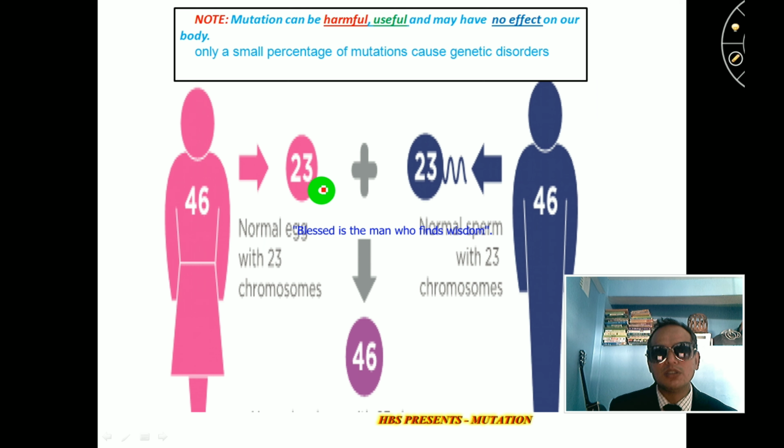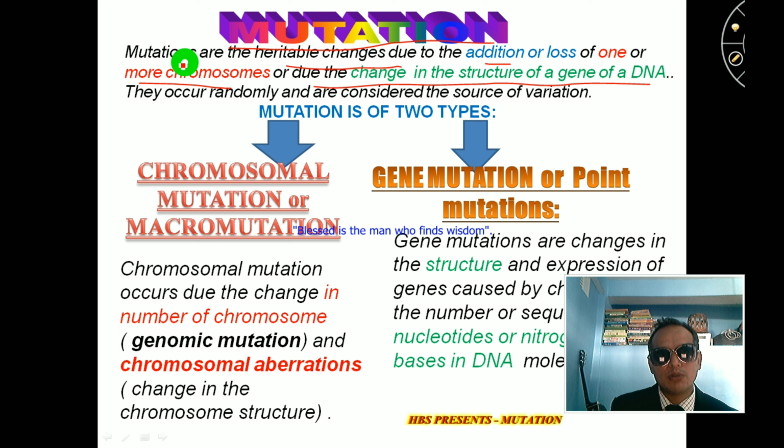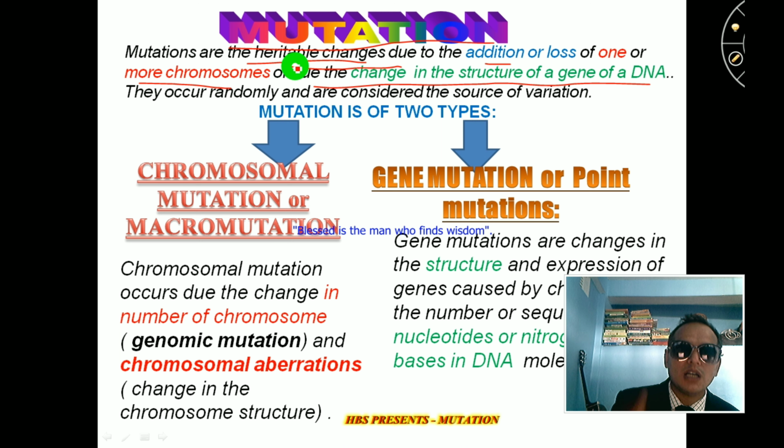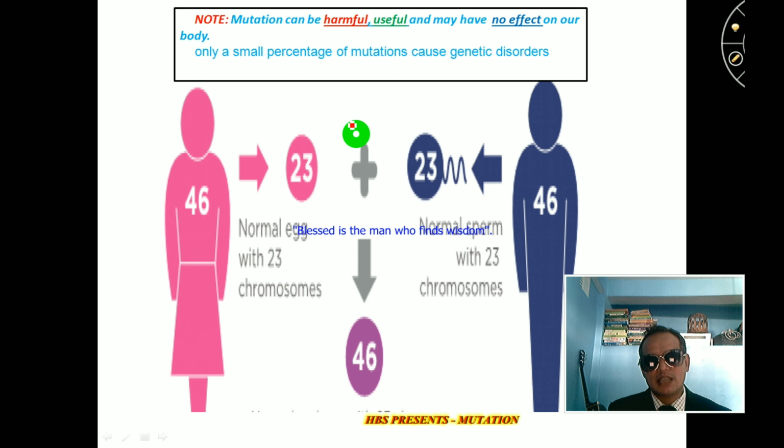Okay, so now in the definition, one more thing you need to notice here. It's a heritable change, meaning it is passed from one generation to the other. If a certain mutation occurs in the father or mother, that mutation can be passed on to the offspring. Now, how do parents pass the mutation to the offspring? That can be understood by this slide.